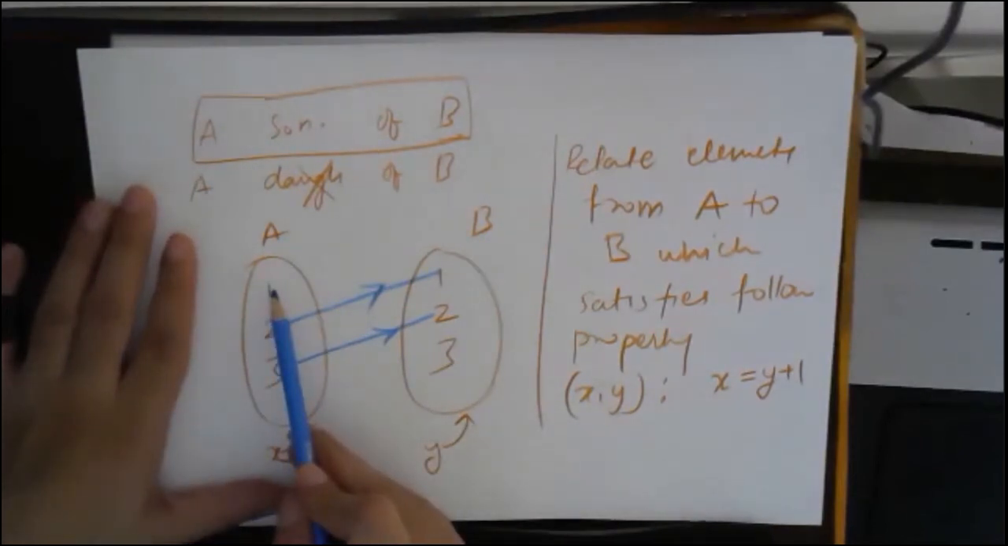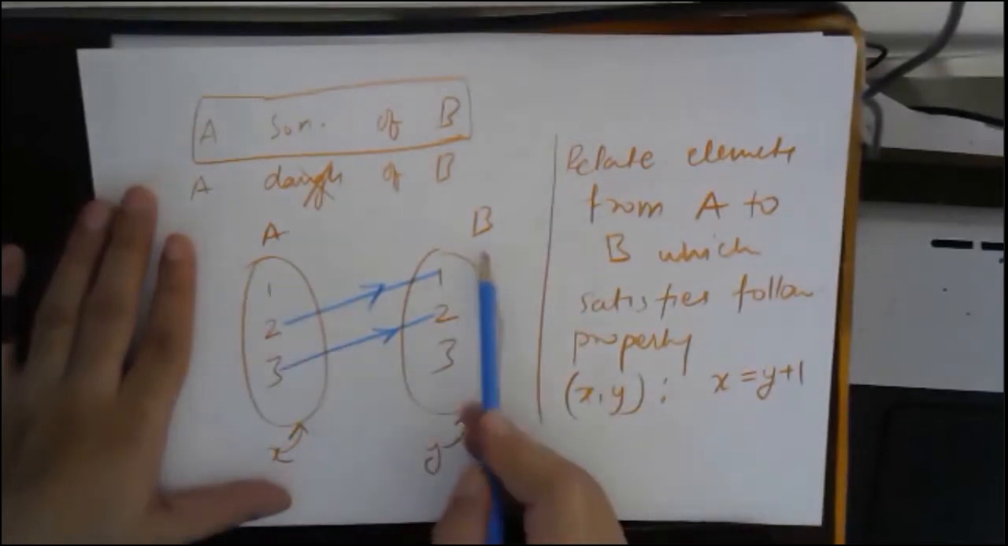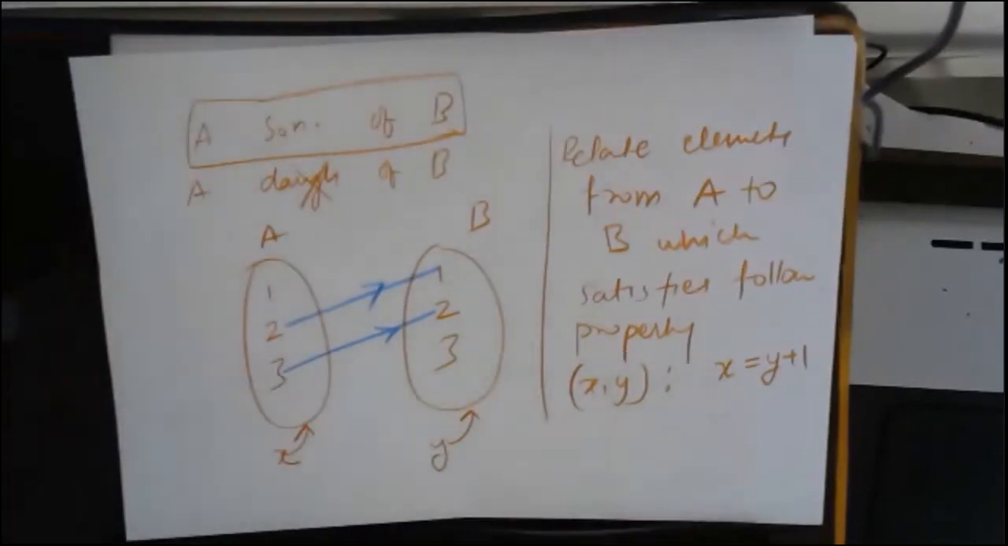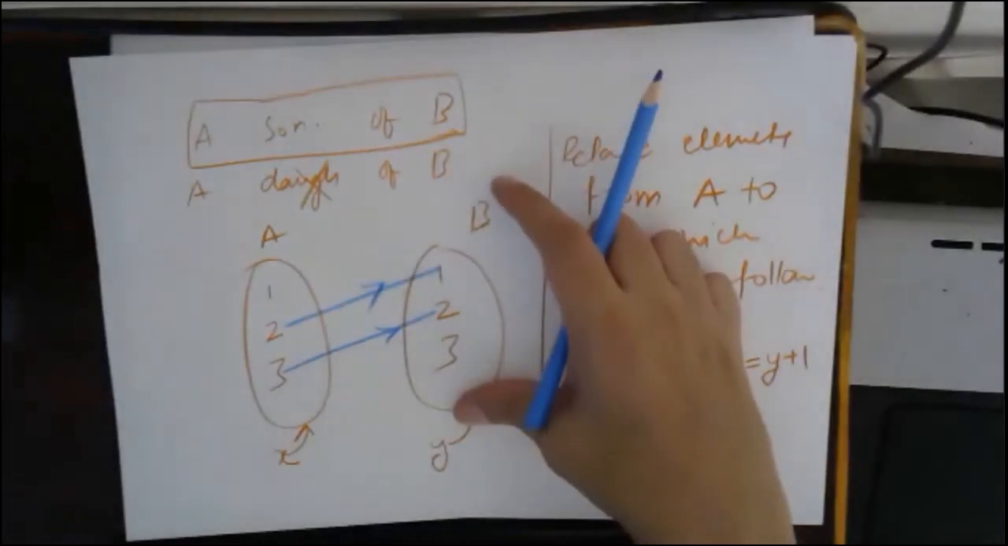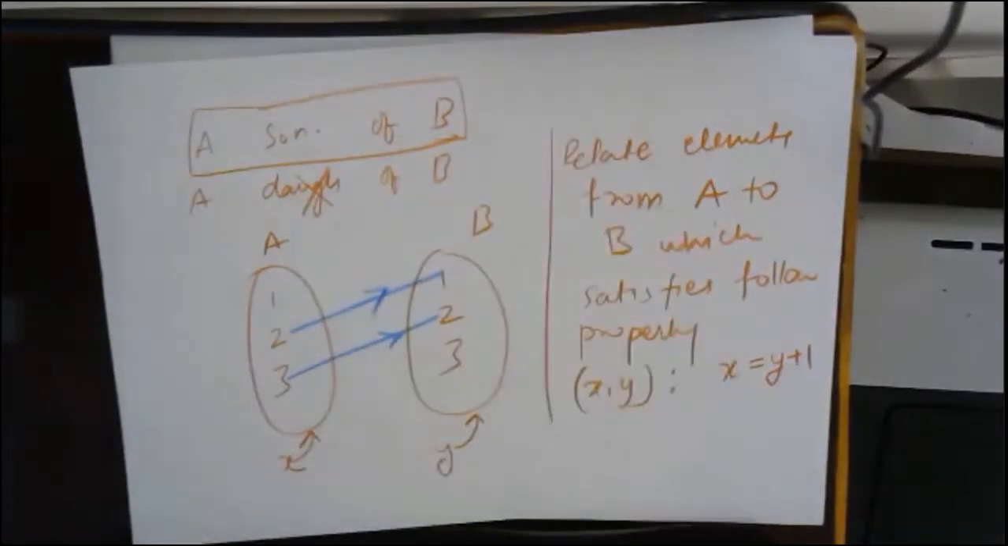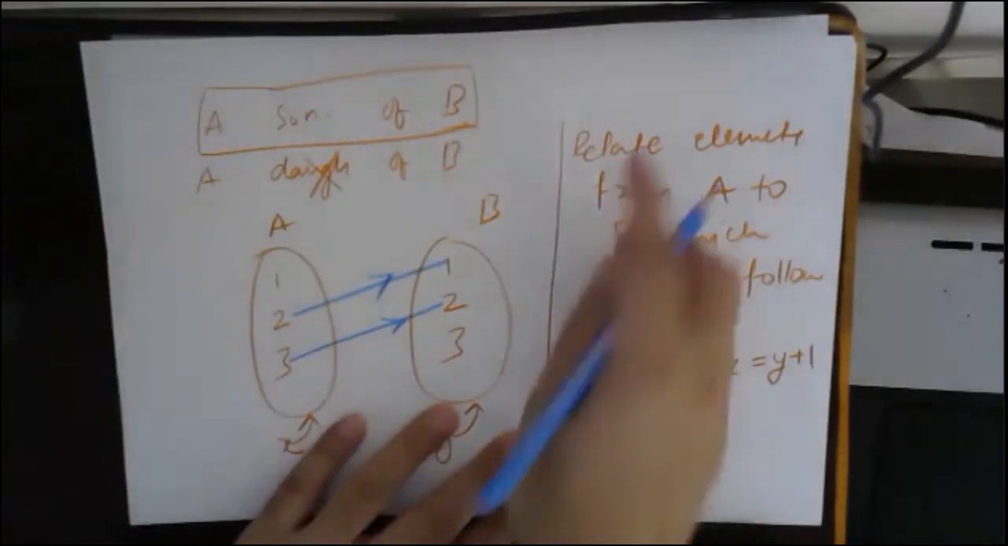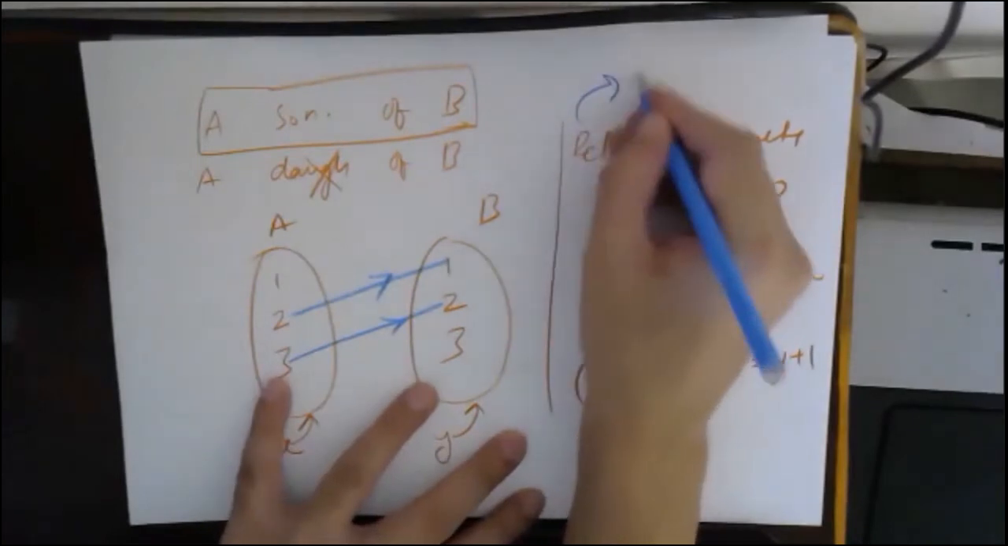Very good. Which element will 1 be related to? 1 will be related to nothing, because 1 should be related to 0. But is there any 0 in the set B? No. So 1 cannot be related to anything. Understood? So if I write all the elements, I will say this is a relation R.